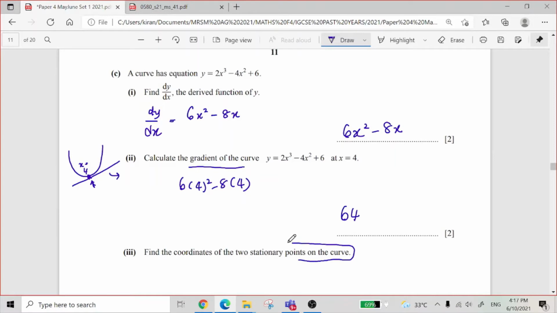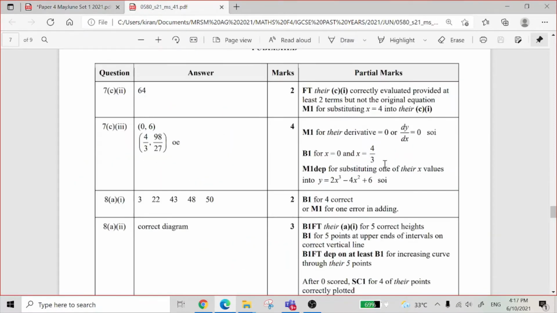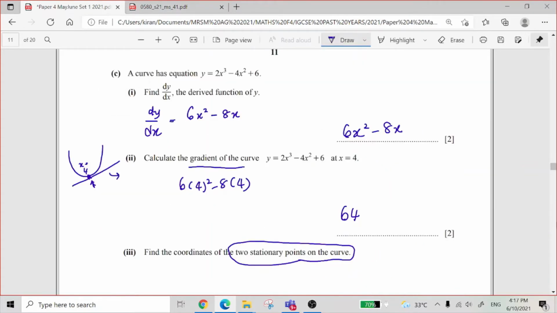Okay, next is find the coordinates of the two stationary points on the curve. So what does it mean by stationary points? Okay, so first thing first, to find the stationary points, we have to differentiate and equate to 0. Okay, so then after we equate to 0, we get the values of x. Okay, and then we substitute into this equation.